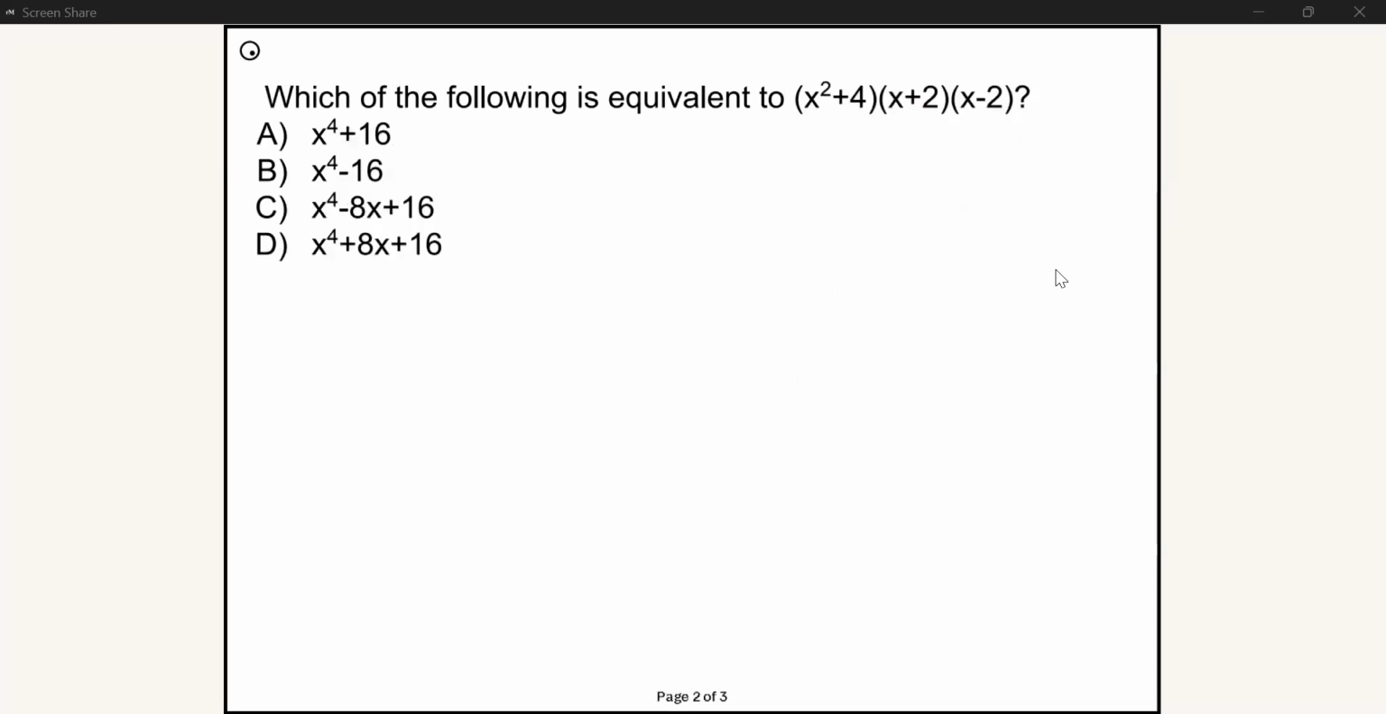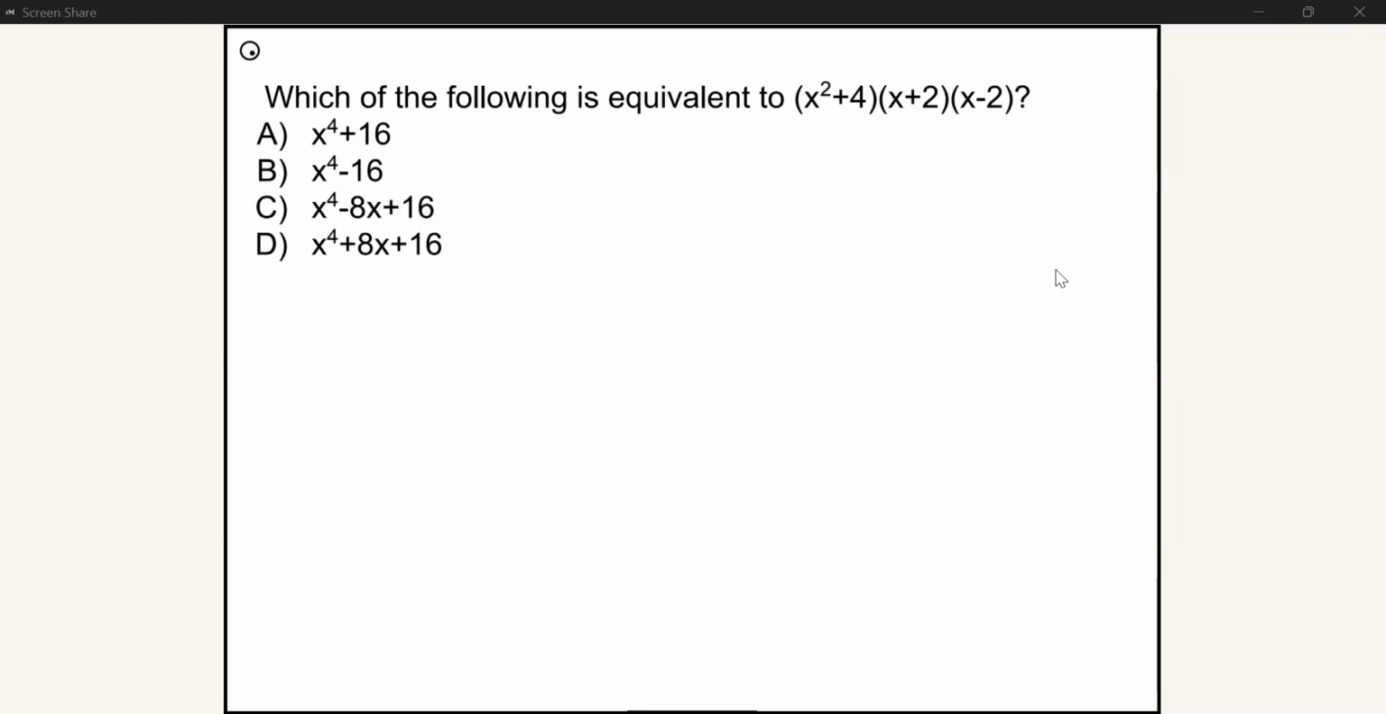Okay, so let's look at this one. Which of the following is equivalent to (x squared plus 4) times (x plus 2) times (x minus 2)? Okay, so thinking back to what we just did in the first question, we don't want to do x squared plus 4 times x plus 2, get a trinomial, and then do that trinomial times x minus 2. That will be more difficult and more time consuming, even though you might do it and get it perfectly right.